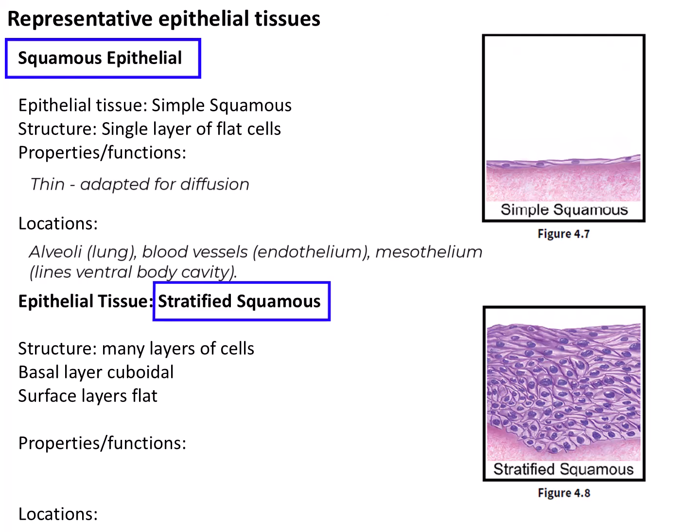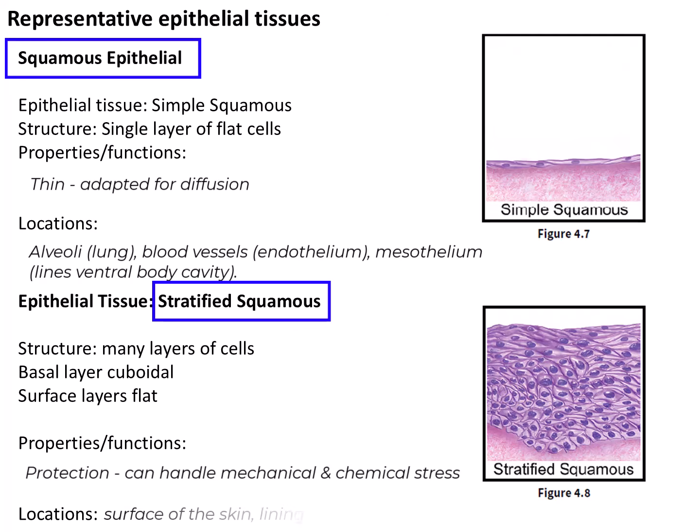Next up is stratified squamous epithelium. We have many layers where the basal layer is cuboidal, but the top layer is flat, which is why we call it stratified squamous epithelium. This type of epithelium is very strong and durable, so it's useful for protection. It can handle both mechanical and chemical stresses. We find this on the surface of our skin, the lining of the mouth, esophagus, and anus.